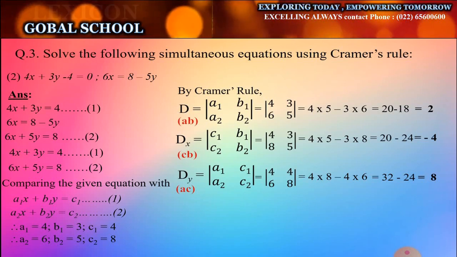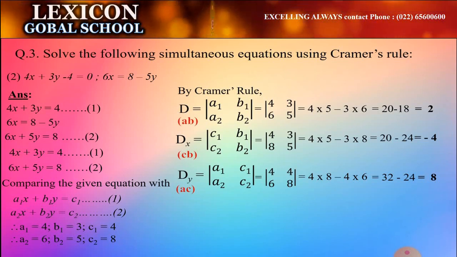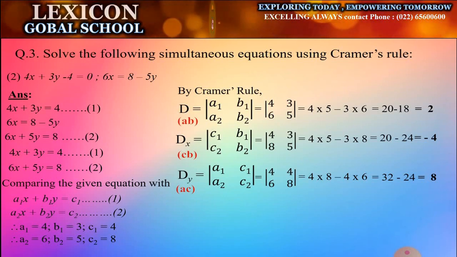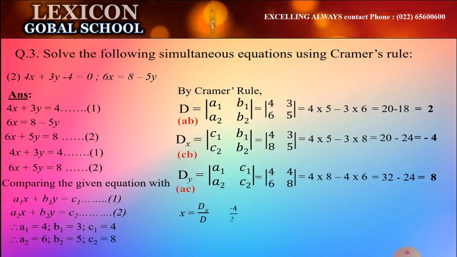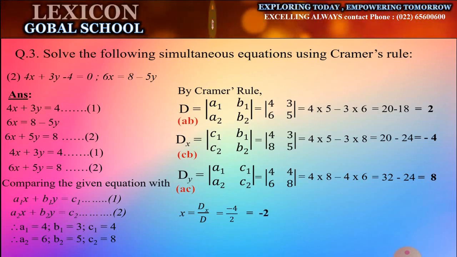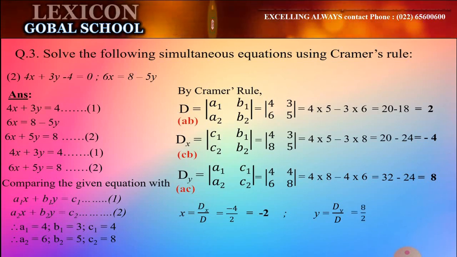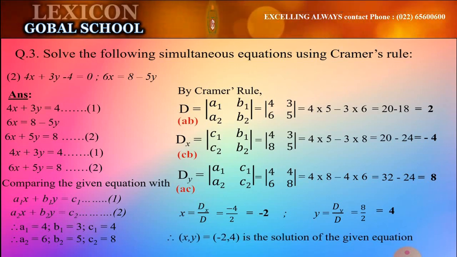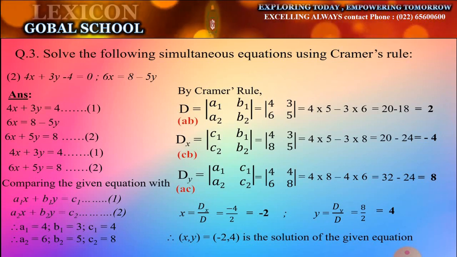Now we have been asked to find out the values of x and y by Cramer's method. So we found out d, we found out dx, we found out dy. Now we need to find out x and y. To find out x, we have x is equal to dx upon d. That equals to minus 4 upon 2. That equals to minus 2. Similarly, to find the value of y, we have dy upon d. That is 8 upon 2 equals to 4. So your final solution is x comma y is equal to minus 2 comma 4, which is the solution of the given equation.